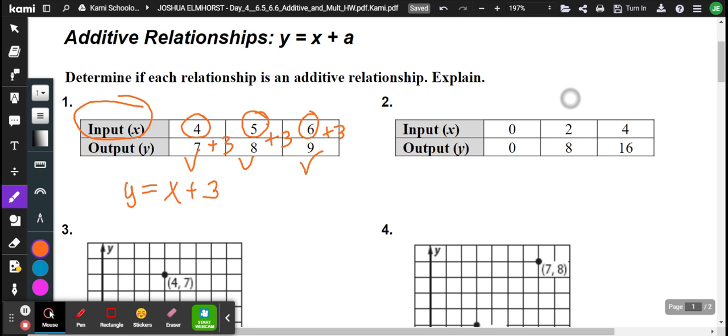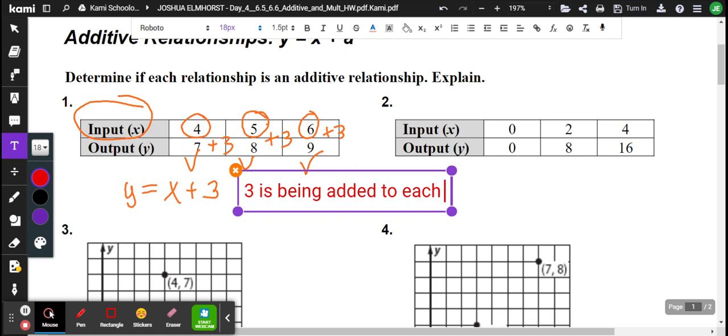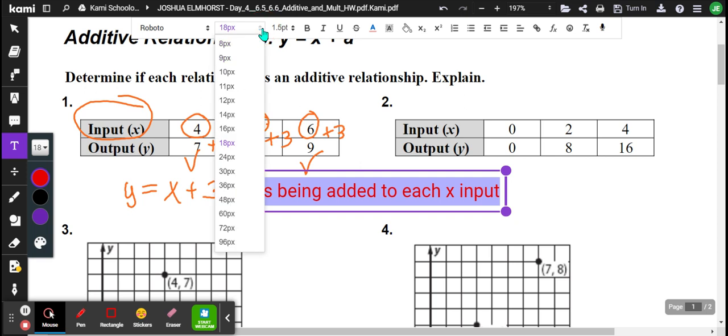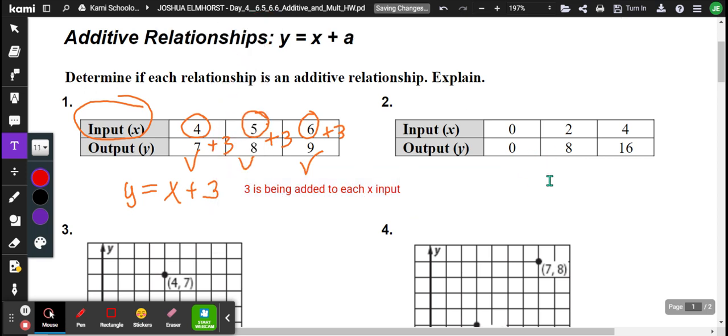So determine if each relationship is an additive relationship. 3 is being added to each x input. Just a little explanation. So here, 0, 0, nothing was added.